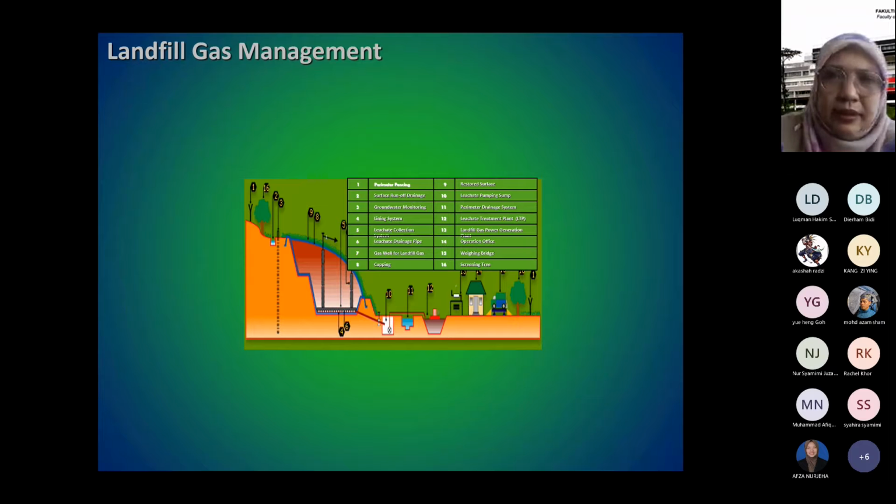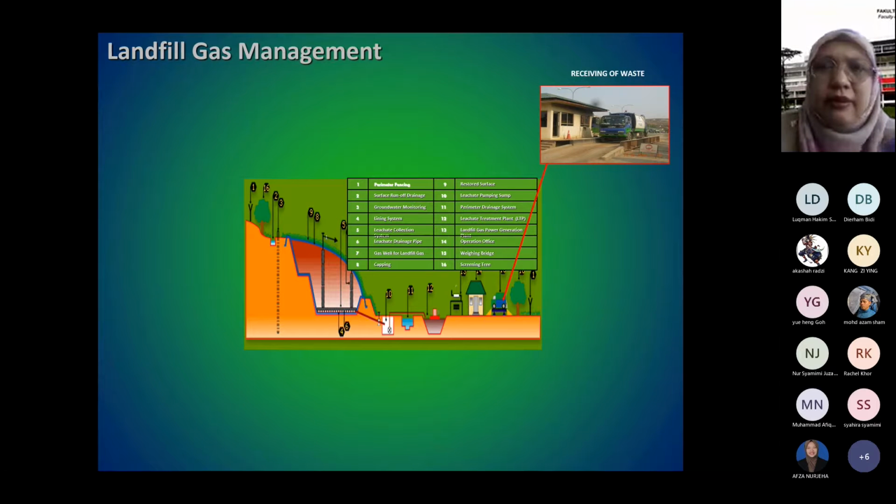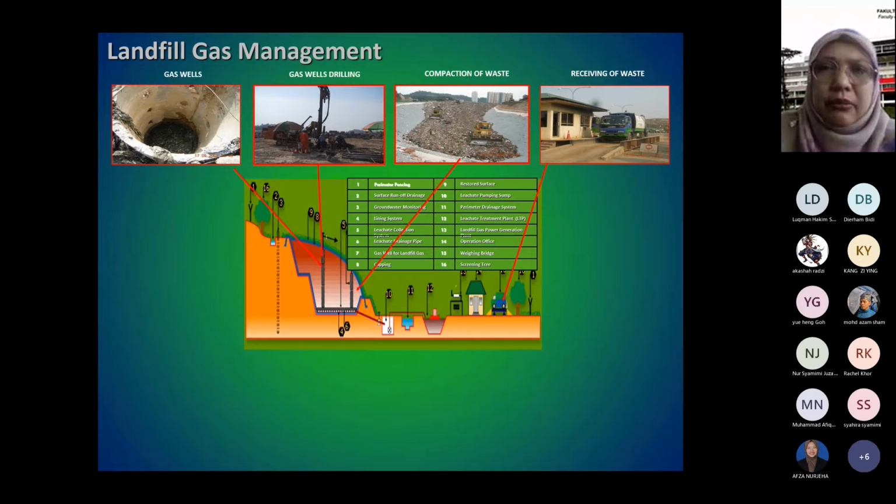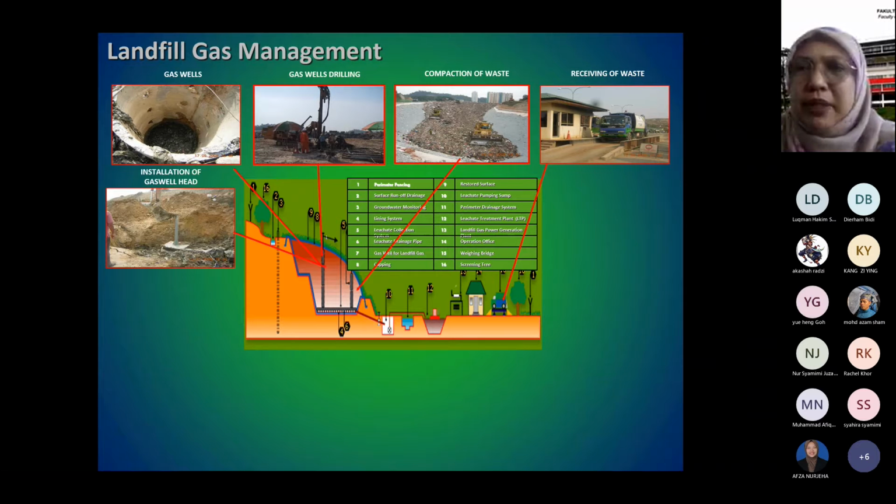Okay, what else? Gas management. Compaction of waste. From this picture, it is shown that once the truck arrives at the landfill site, it needs to be weighed and recorded at the office. Then the truck will place the solid waste at the cell. There would be equipment to spread the waste at one side of the cell, in order to increase the volume of waste that can be placed into the cell.